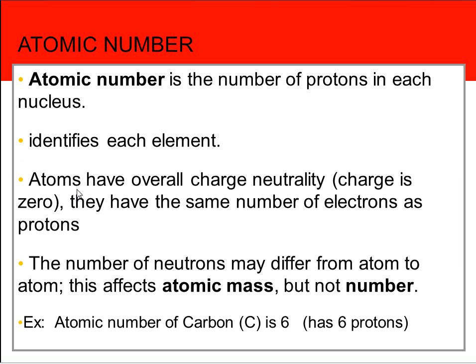Also, atoms have overall charge neutrality. They have zero charge. And that means they have the same number of electrons, which are negatively charged, as they have protons. The number of neutrons might differ from atom to atom because those are zero charged. We could have 50 neutrons or 10. That doesn't affect the overall charge of the atom. This would affect, of course, atomic mass because neutrons have mass, but not the charge. For example, the atomic number of carbon, C is the symbol, is 6. That tells us it has 6 protons.